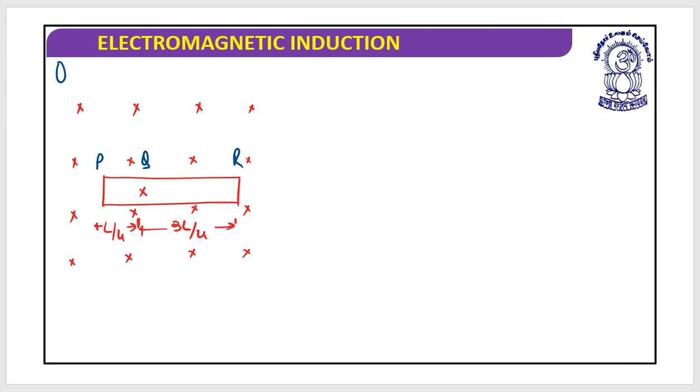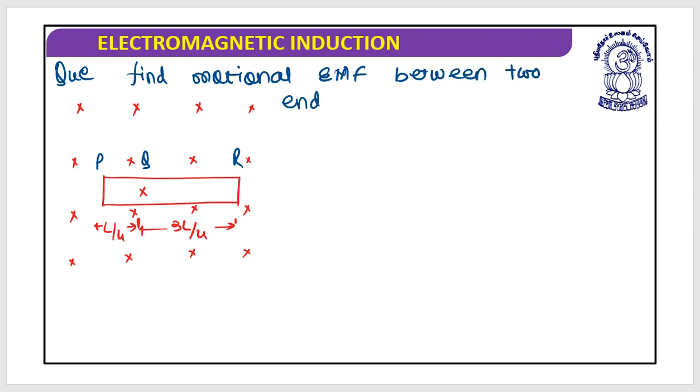The question says: find the motional EMF between the two ends of the conductor. This is the requirement. So what you need to do is mark it with rod 1 and rod 2. This is first, this is second. So for the first it is something like this.